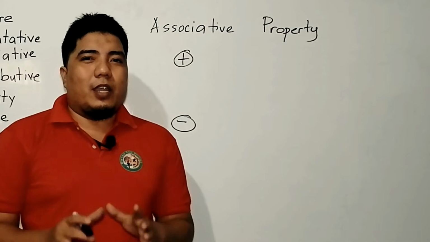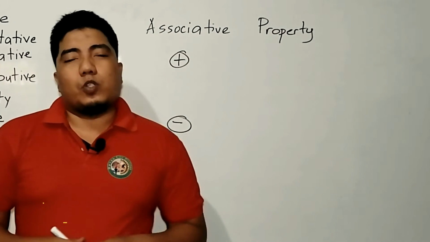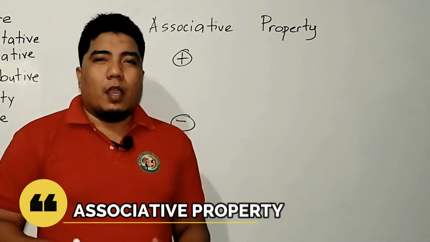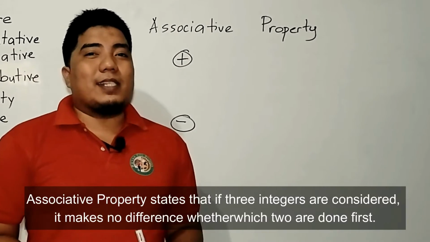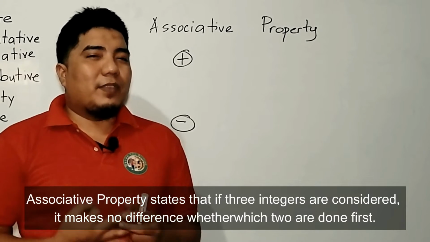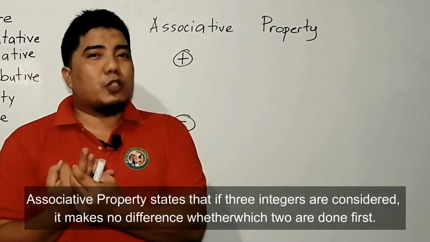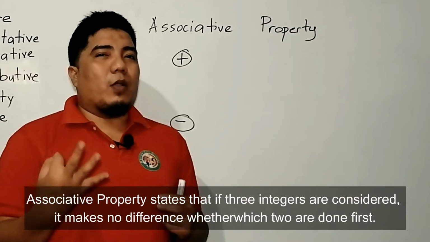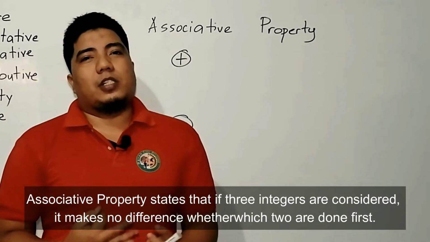Okay, math learners, we are here in our third property. That is the associative property. Now, what does the associative property state? Associative property states that if you have 3 integers, whether you start with the first 2 integers, it will not affect the result even if you start with the last 2 integers.